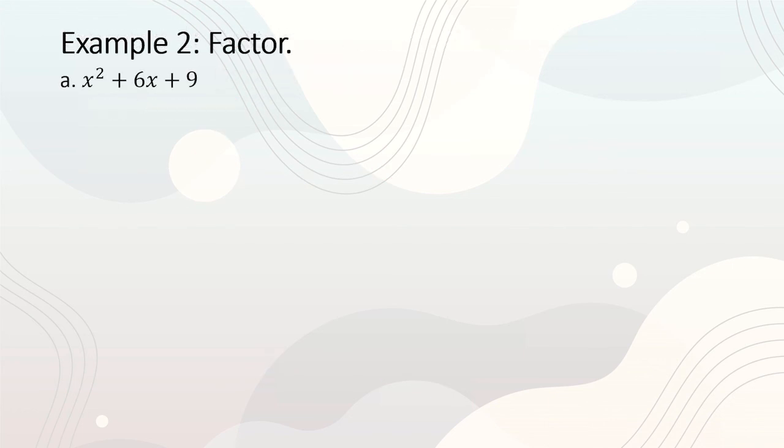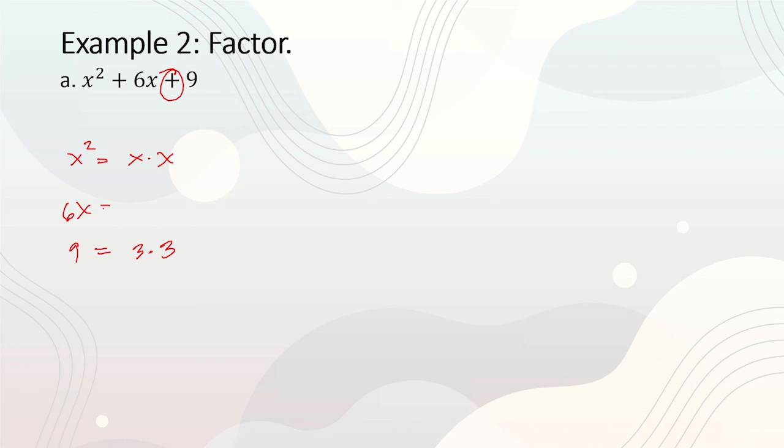Now we're ready to factor. So don't forget, always check first whether the conditions would fit into the given for PST. So for A, we have x squared plus 6x plus 9. First term is x squared. That's a perfect square. Third term is 9, which is also a perfect square. It's a plus, so it's okay.